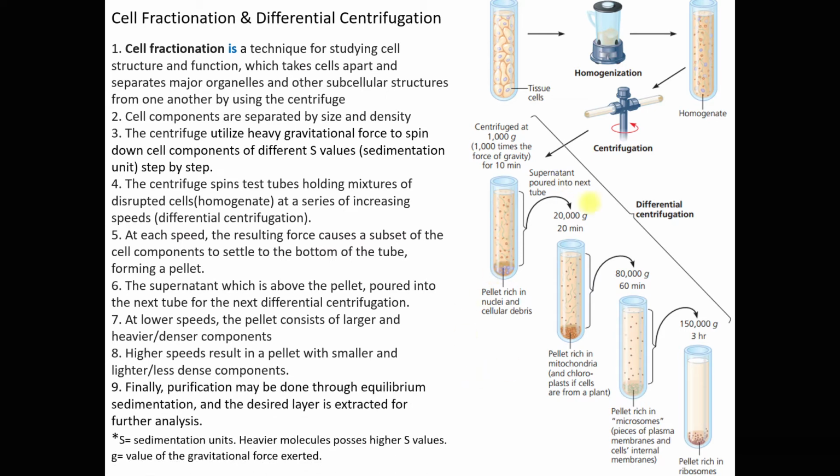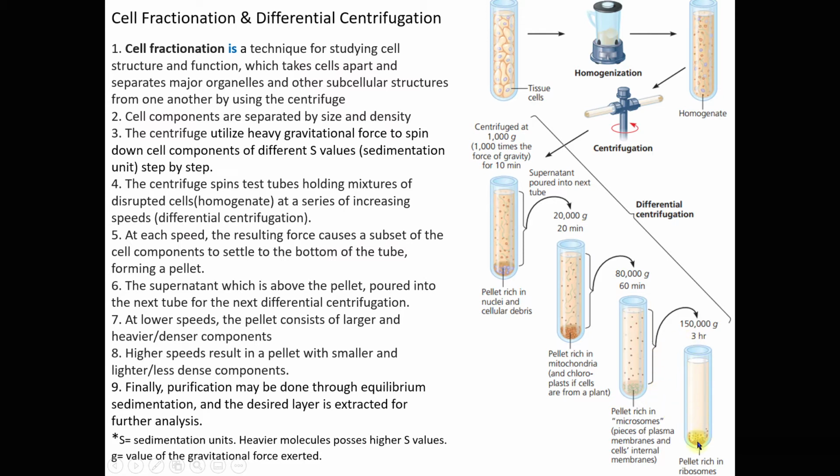Subsequently, at 20,000 G, we will find mitochondria, and chloroplasts if we use plant cells, in the pellet. And this supernatant we put into another centrifuge tube and let it undergo differential centrifugation at 80,000 G. The pellet will be rich in microsomes, which are pieces of plasma membranes and internal membranes. Then the supernatant we spin again at the highest speed, which is 150,000 G.